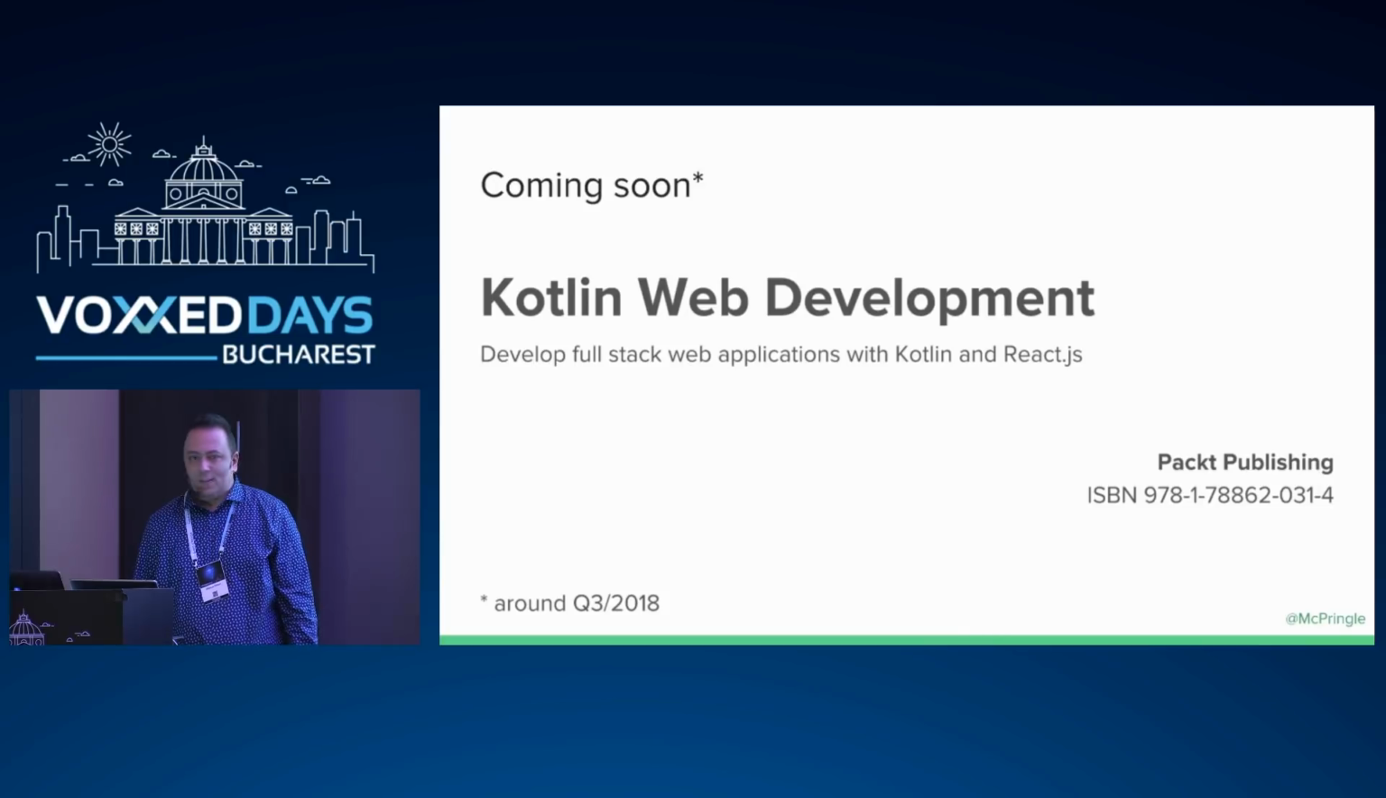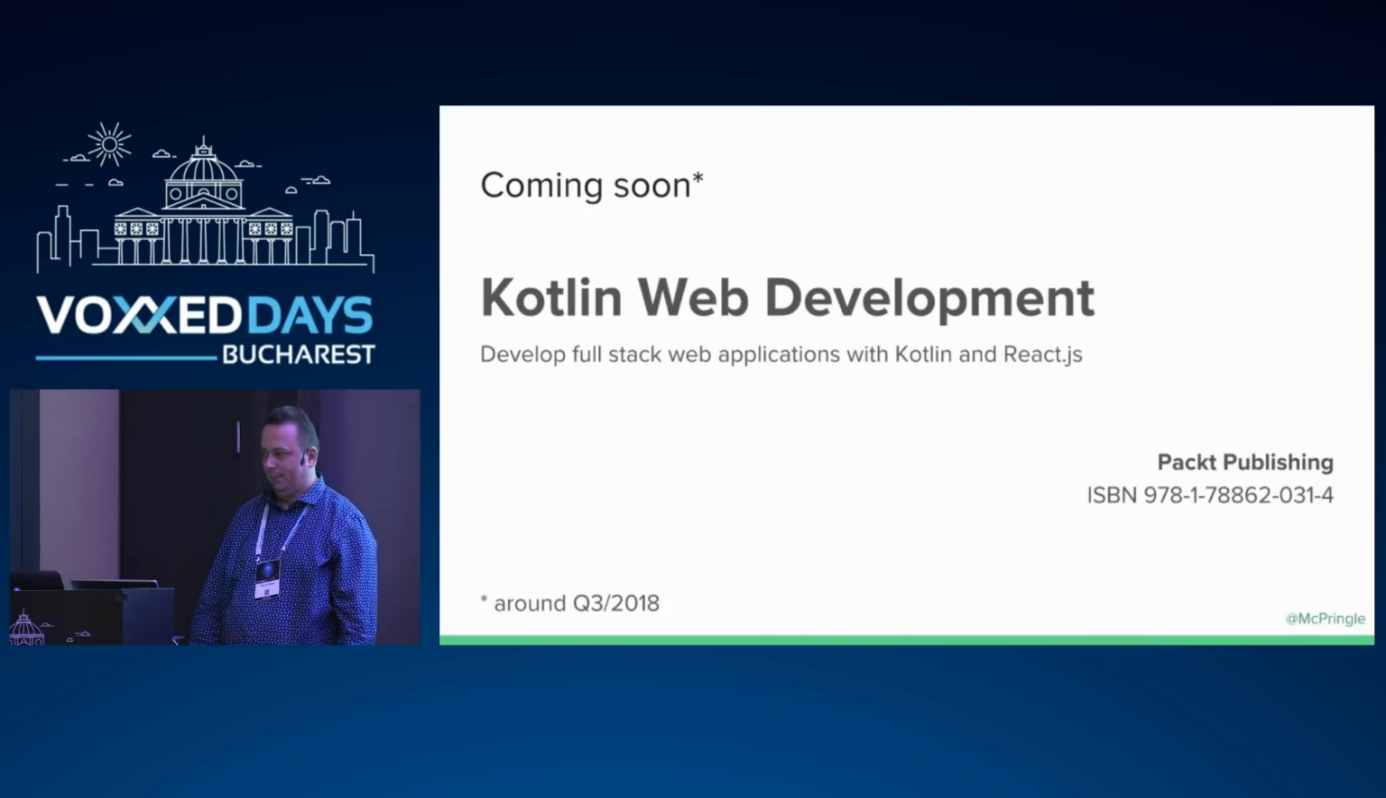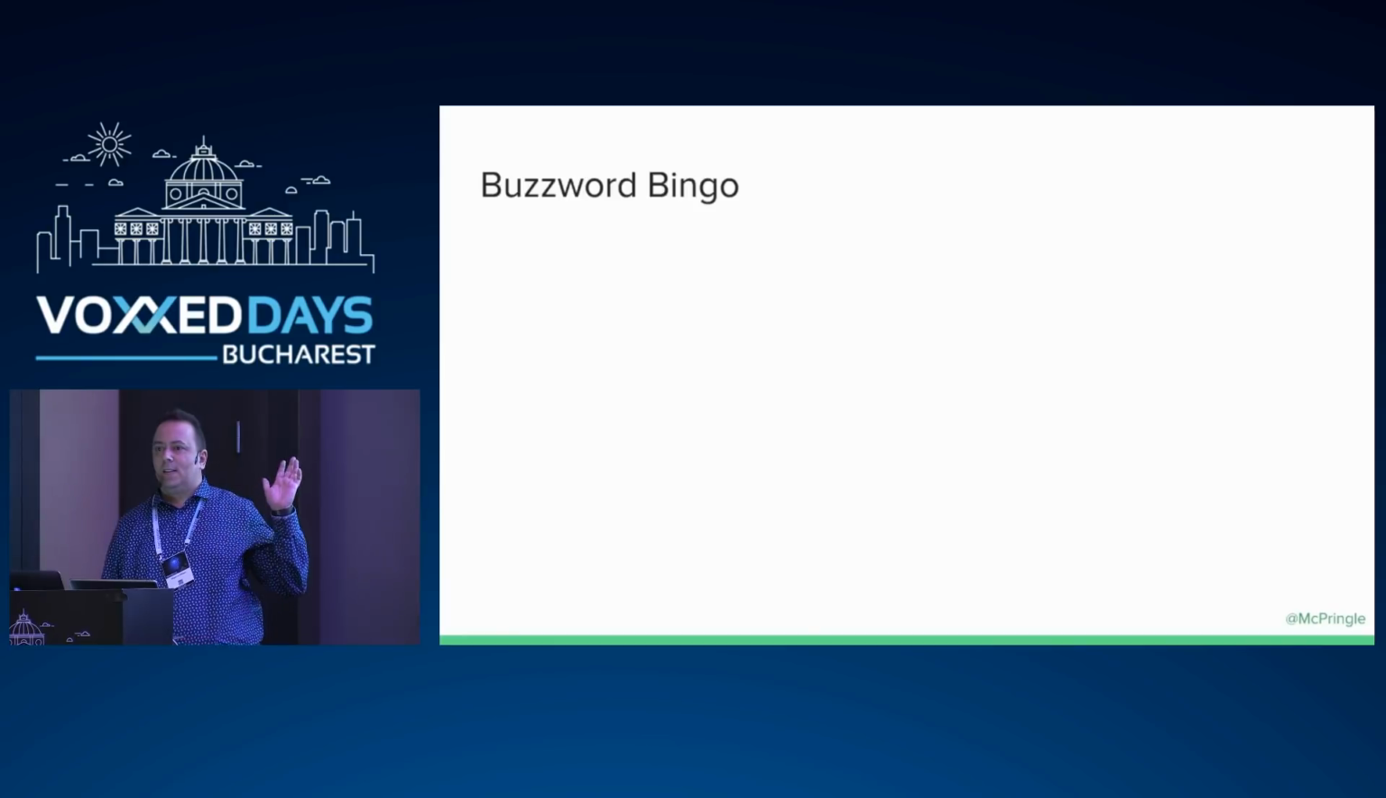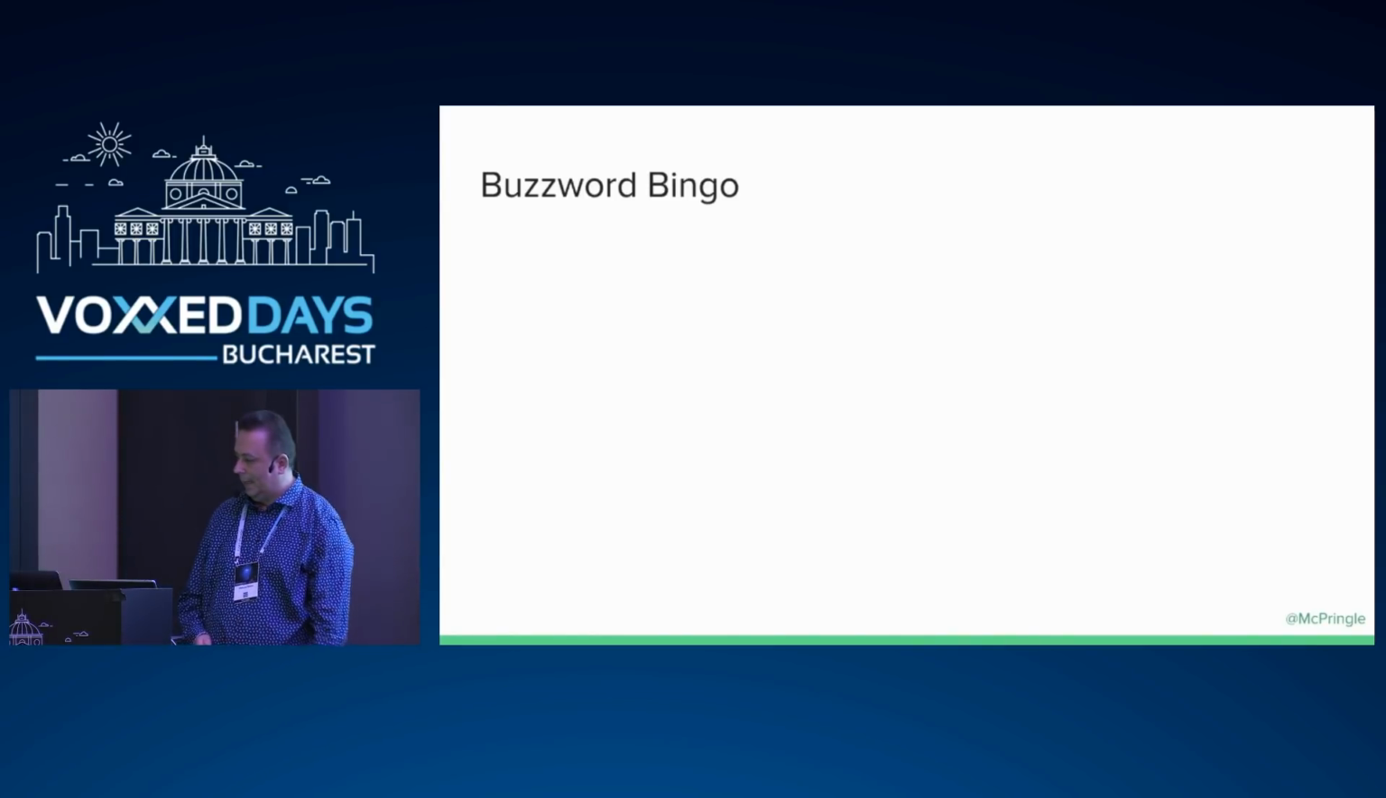Okay, this is my book. It will, I hope, be available in the third quarter this year. It's about Kotlin web development for writing full-stack web applications with Kotlin and React. By the way, all the slides will be available to download. At the end, on the last slide, there's a QR code and a link. So if you take a picture there, you can download everything.